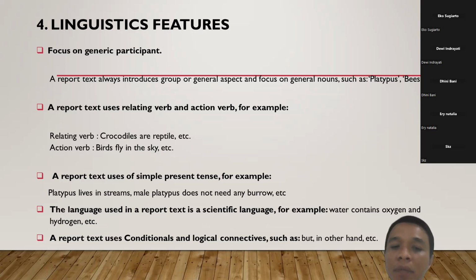And then action verb, for example, birds fly in the sky. As you can see, the use of fly represents the action verb itself. And then the third one: report text uses simple present tense. For example, platypus lives in streams. Male platypus does not need any brood, etc.